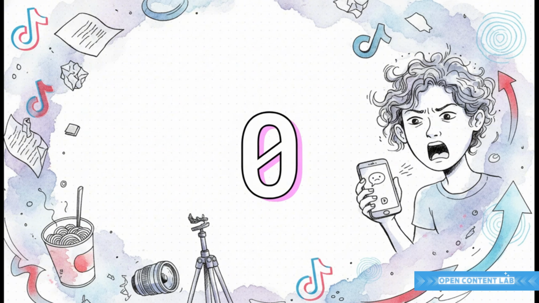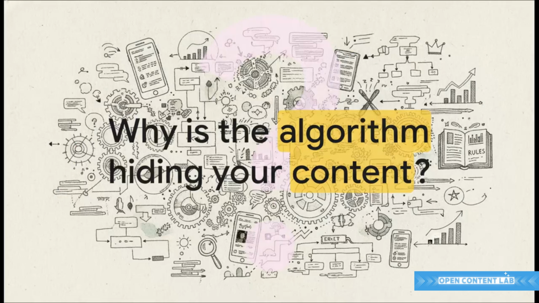But what if I told you that your lack of views has absolutely nothing to do with the quality of your ideas? Well, here's the truth. Rapid growth on a platform like TikTok isn't about luck. It's a science. The algorithm isn't hiding your content by mistake, it's hiding it because you just aren't playing by its latest set of rules. Understanding the actual mechanics behind the platform changes absolutely everything, because once you know exactly what the system is looking for, you stop guessing and you start actually growing.